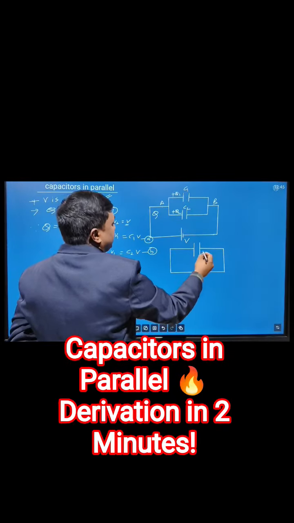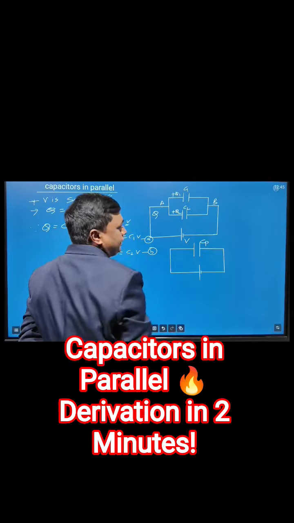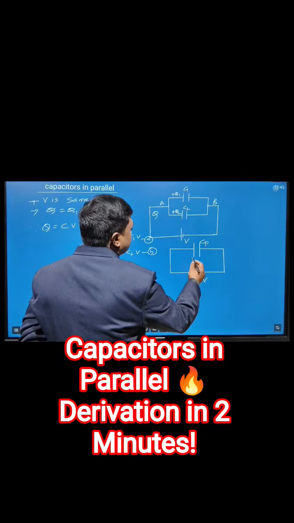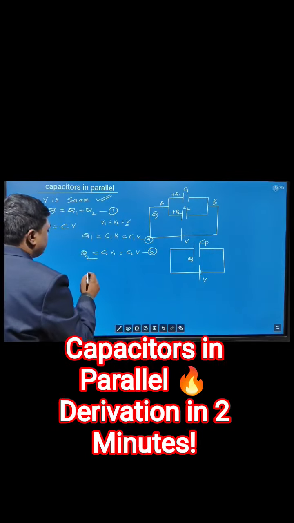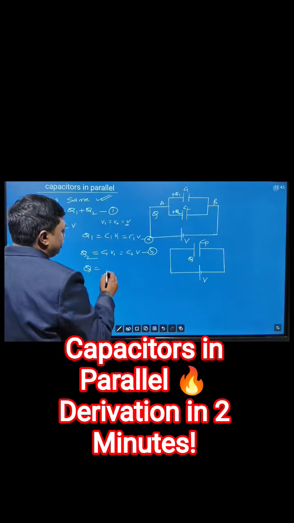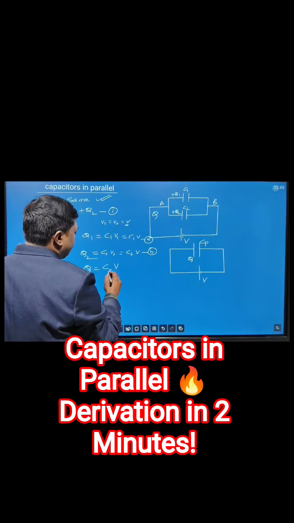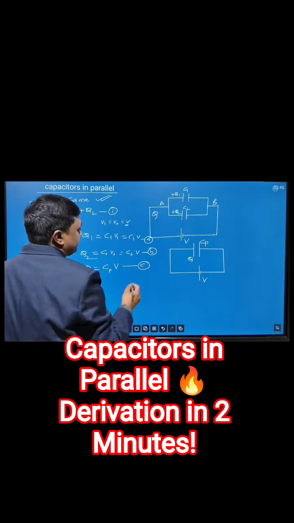Now we have to take one effective capacitance in parallel, that is Cp, okay, connected to the same cell of V volt. So what is the charge stored across this Cp? That is Q stored, which is equal to what? C into V. What is the capacitance? Cp into V. Consider this as equation C.